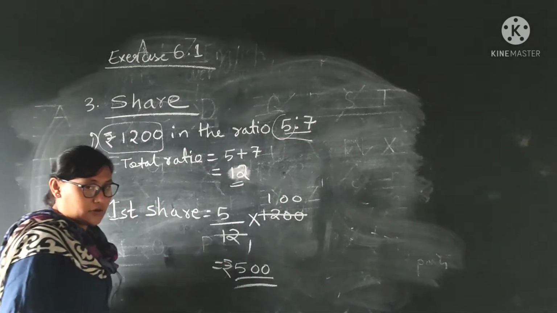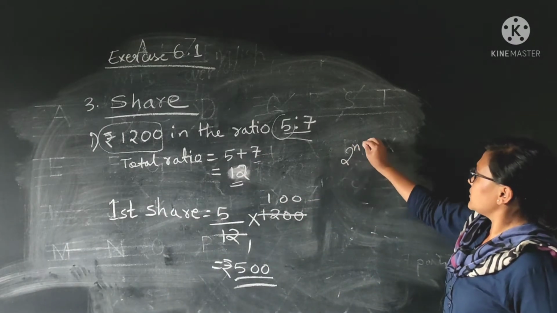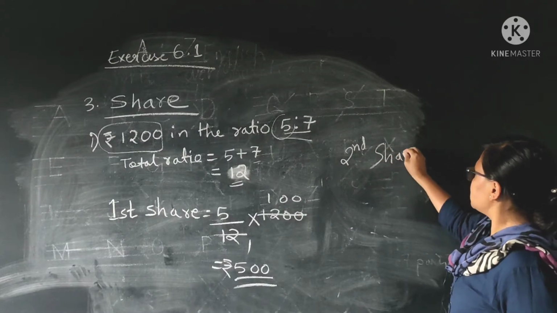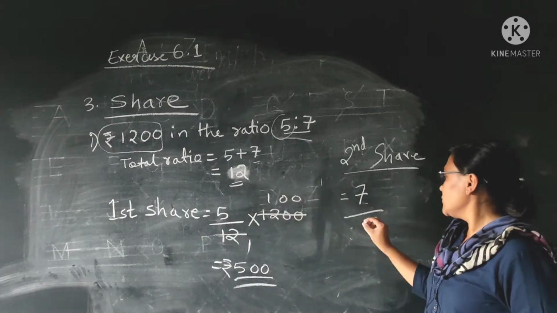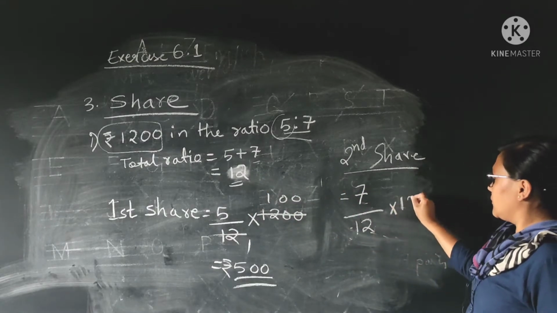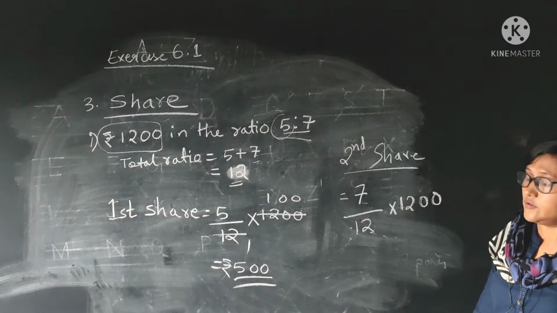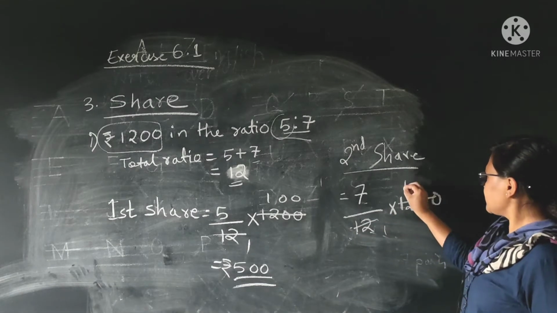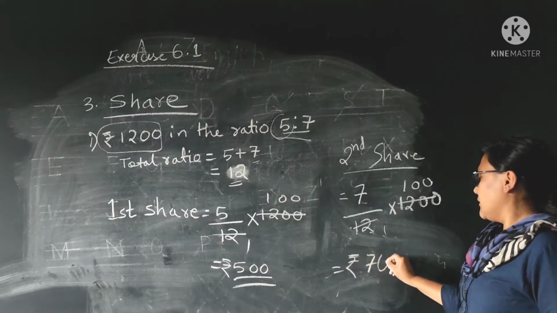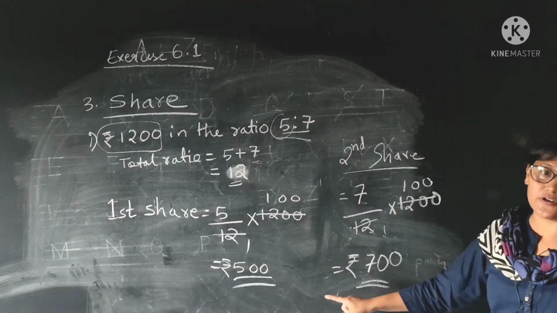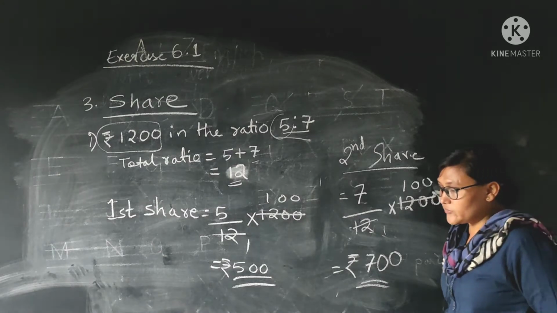Similarly, let us see what the second share will be. The second share is 7. Let us write it: the second share is 7 out of 12. You must understand, 12 is the total ratio, not the total value. Again if you cancel it, you will get 7 into 100. The second share is 700. Now, if you add 700 and 500, you will get 1200 as the total. This is how you will do the sharing of ratios.